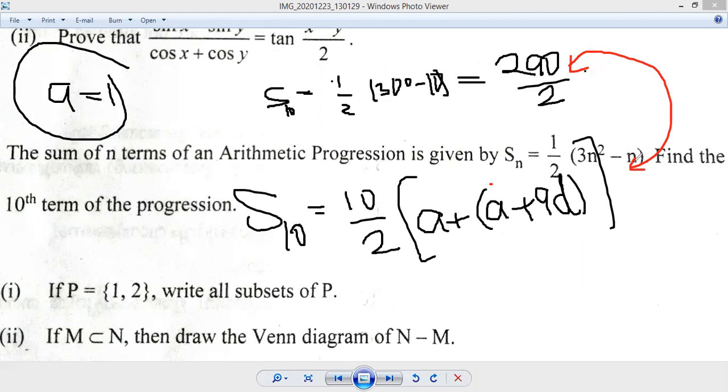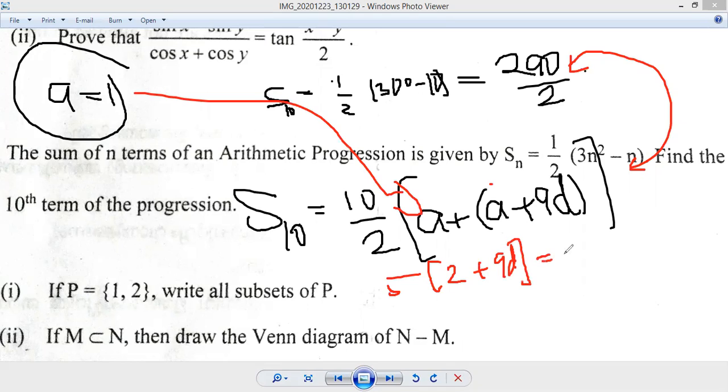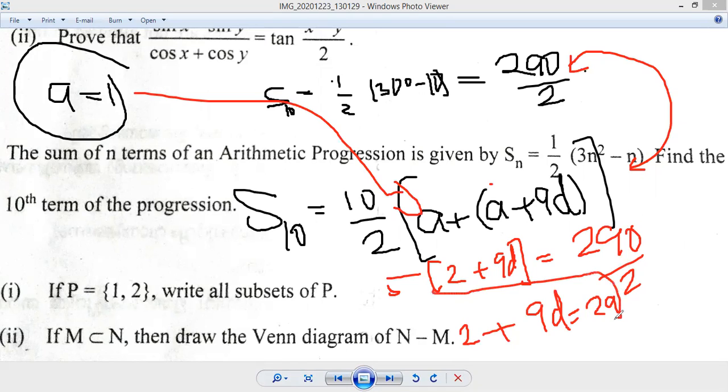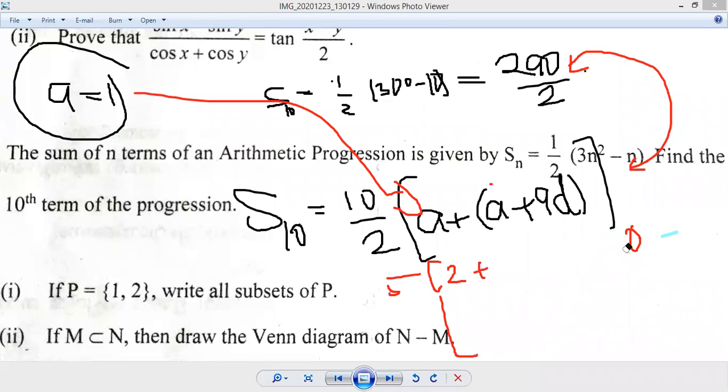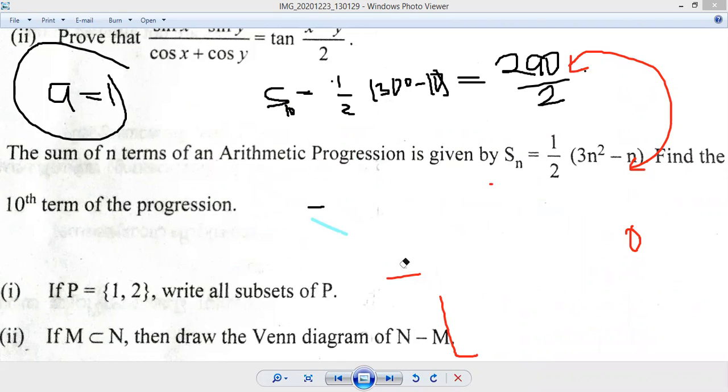And here we can substitute the value of a equal to 1. Solving it, we will get 5 times 2 plus 9d equal to 290 over 2. Then we will get 2 plus 9d equal to 29, right? If we solve this equation, we get 9d equal to 27, and from that d is equal to 27 by 9, which is 3. So we get the value d equal to 3.